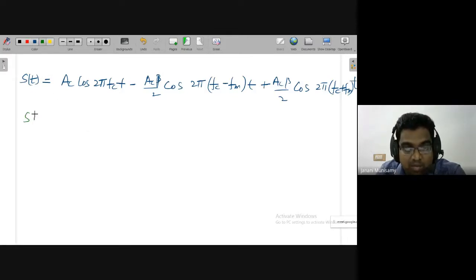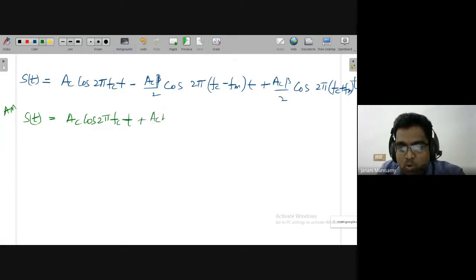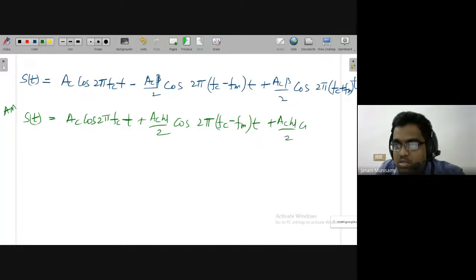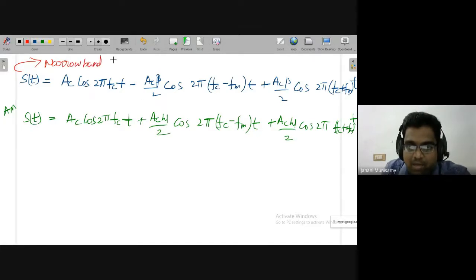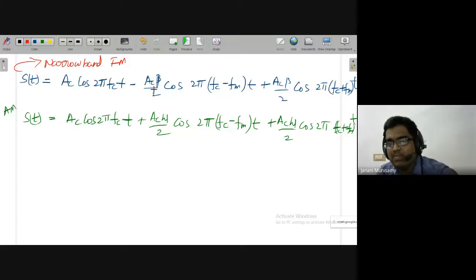Now you can refer to the AM equation. Once again, I will write the AM equation here for your reference: AC cos 2 pi FCT plus AC mu by 2 cos of 2 pi (FC minus FM)T plus AC mu by 2 cos of 2 pi (FC plus FM)T. Now you can compare. This narrow band FM is almost similar to the AM equation, except for the plus and minus sign. Here we get minus, but there plus. Instead of mu, we have beta. Mu is a number indicating the modulation index in AM. Similarly, beta is also a number indicating the FM modulation index.